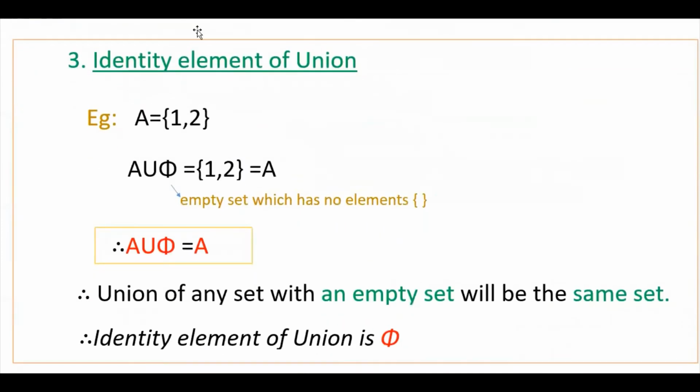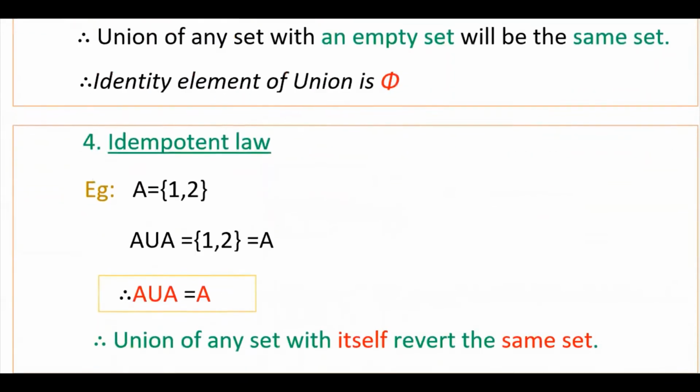Next one is identity element of union. If you union any set with an empty set, because there are no elements in an empty set, you will get the same set. So here A union an empty set is equal to A itself, because there are no elements in an empty set. Therefore, union of any set with an empty set will be the same set. Therefore, the identity element of union is an empty set.